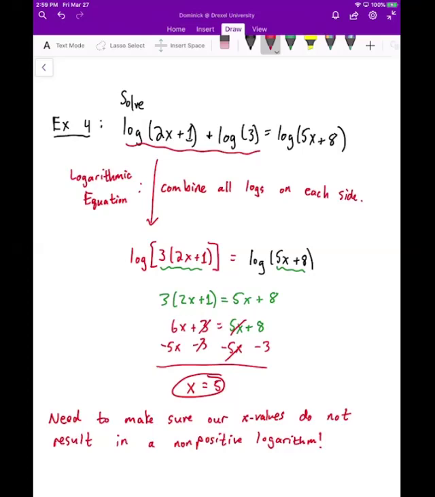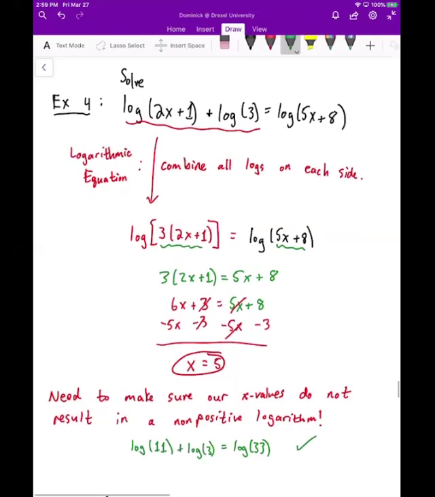But of course here, if you plug in 5, you're going to get log of 11 plus log of 3 is equal to log of 33. And all of those numbers are positive, so that's good. All right. If we had an x value that resulted in a negative number, we would throw that out. All right, so that's the idea here.